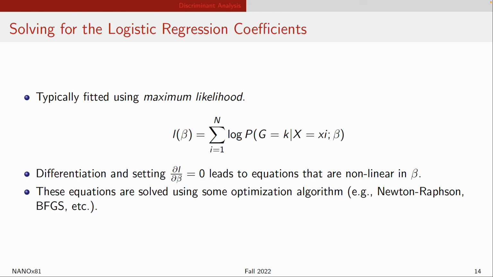To find the coefficients that maximize its value, essentially I do differentiation. I differentiate my likelihood function with respect to beta, set it equal to 0, and that gives me all my beta values. Okay, and this leads to equations that are non-linear in beta, and usually to solve that equation, you use some optimization technique. For example, your Newton-Raphson algorithms or your BFGS algorithms. There are many different types of optimization algorithms that can be used. But basically, what you're trying to do is to solve for the beta.